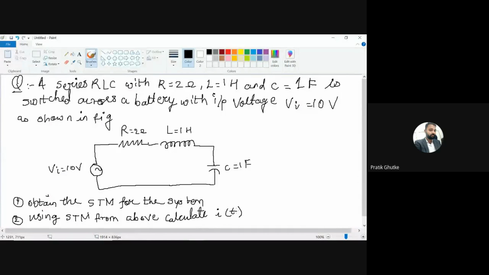So now moving with the solution part. Have you noted down the example? Just take a screenshot or note it down in your book. So moving forward with the solution part.